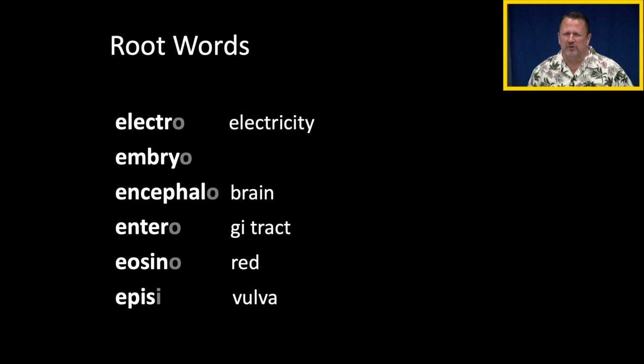Epi refers to the vulva, the superior part of a vagina, and so episiotomy is repairing that part. After childbirth, the vagina can tear, and so an episiotomy is a repairing of that. Actually, the episiotomy is opening it, and then repairing it is all part of the episiotomy.